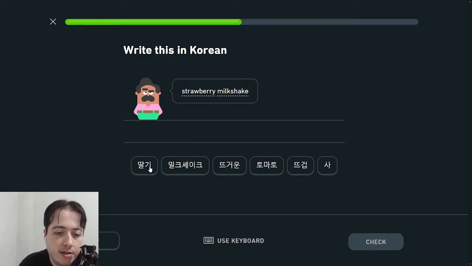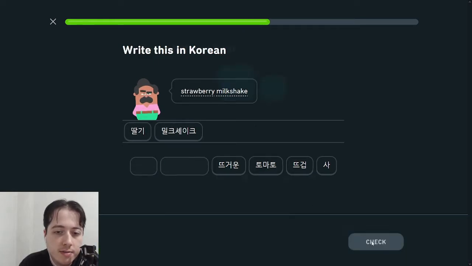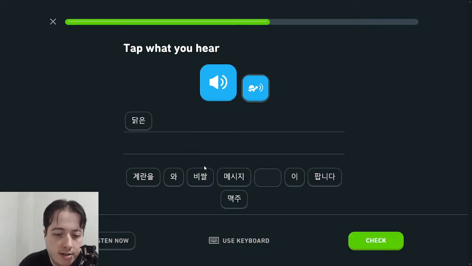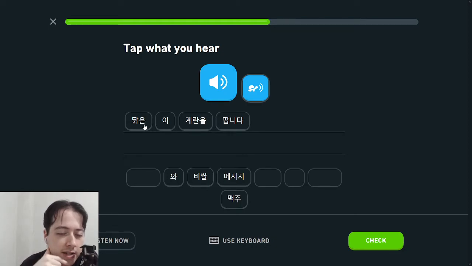Strawberry milkshake. 딸기 밀크쉐이크. 닭은 이 계란을 팝니다. 팝니다. So this chicken, no, it's not this chicken. It's the chicken sells this egg. For this sentence to be this chicken, I would need this 이 to be in the beginning, I think. So this is the chicken or a chicken sells this egg.